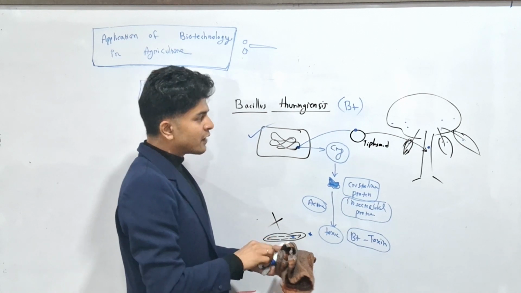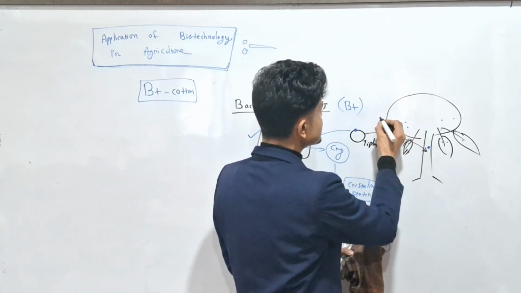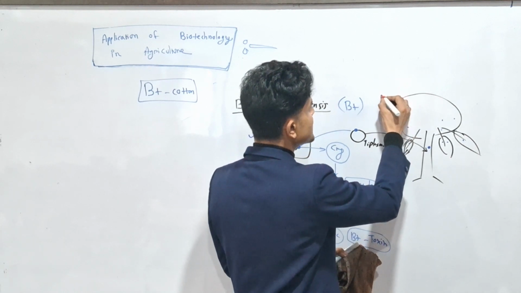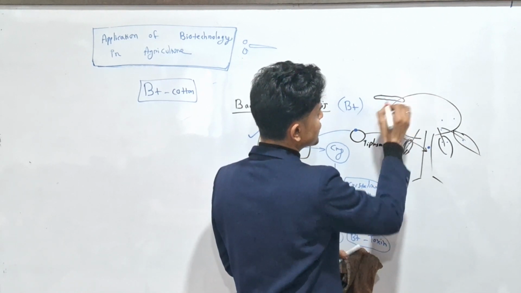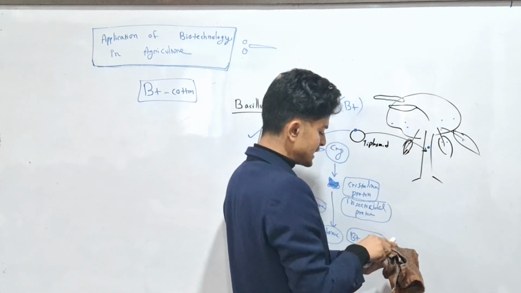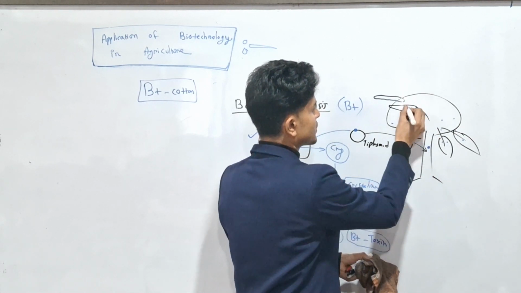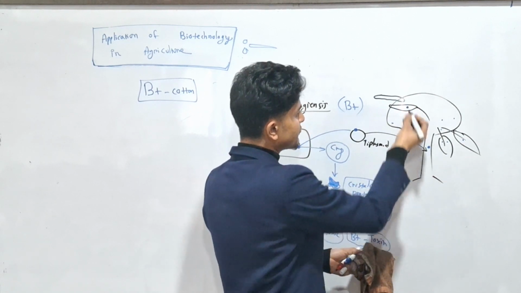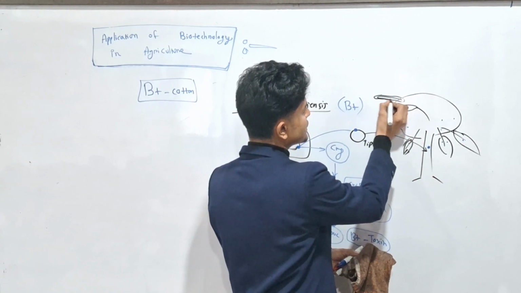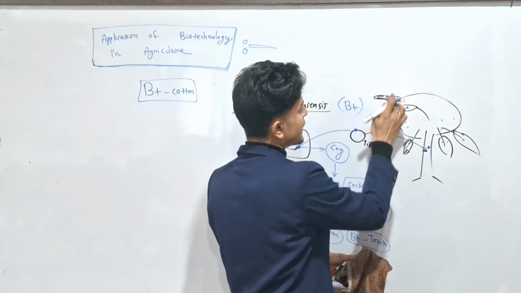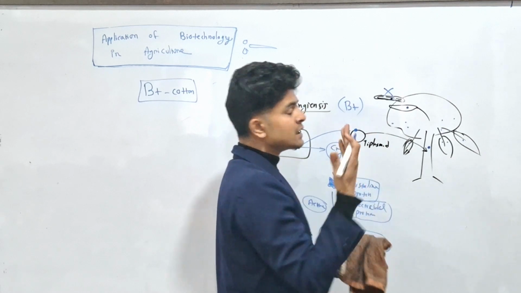Now after that, suppose an insect comes to feed on the plant. It feeds on the leaf, and this leaf has the cry gene and makes that toxin. When the toxin goes into its gut, the same thing happens: it destroys the gut and the insect dies.